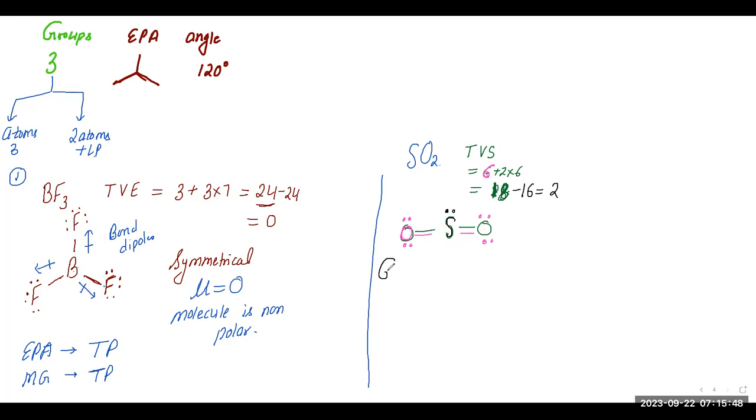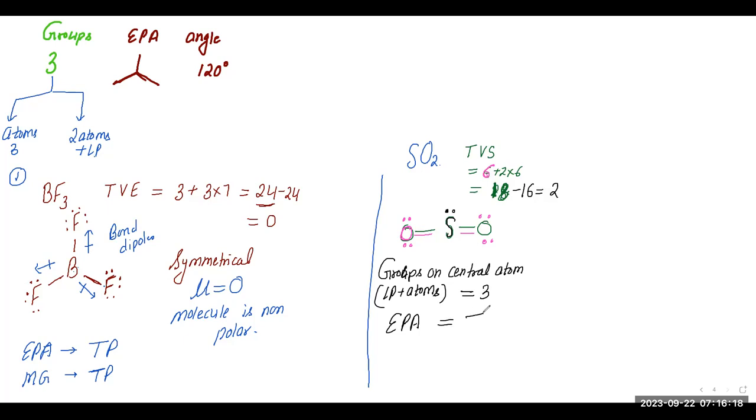Count the groups on sulfur. Groups means, yes children, groups means lone pair plus atoms. On sulfur, don't include those of oxygen. Groups on the central atom. Okay, some children start counting these also. No, on the central atom. So they are 3, right? So what is EPA?